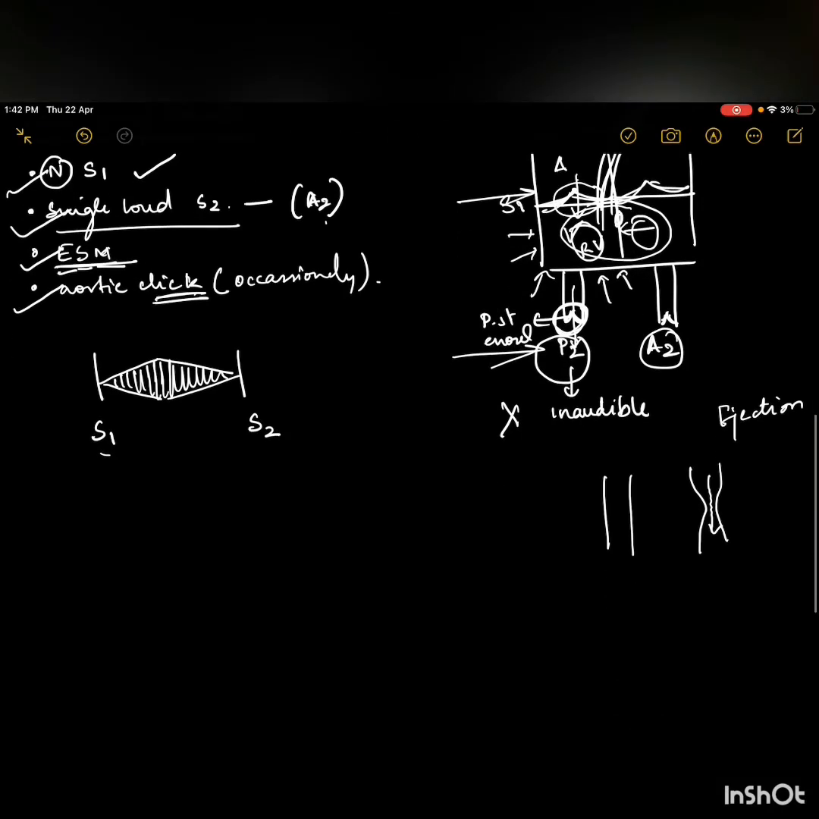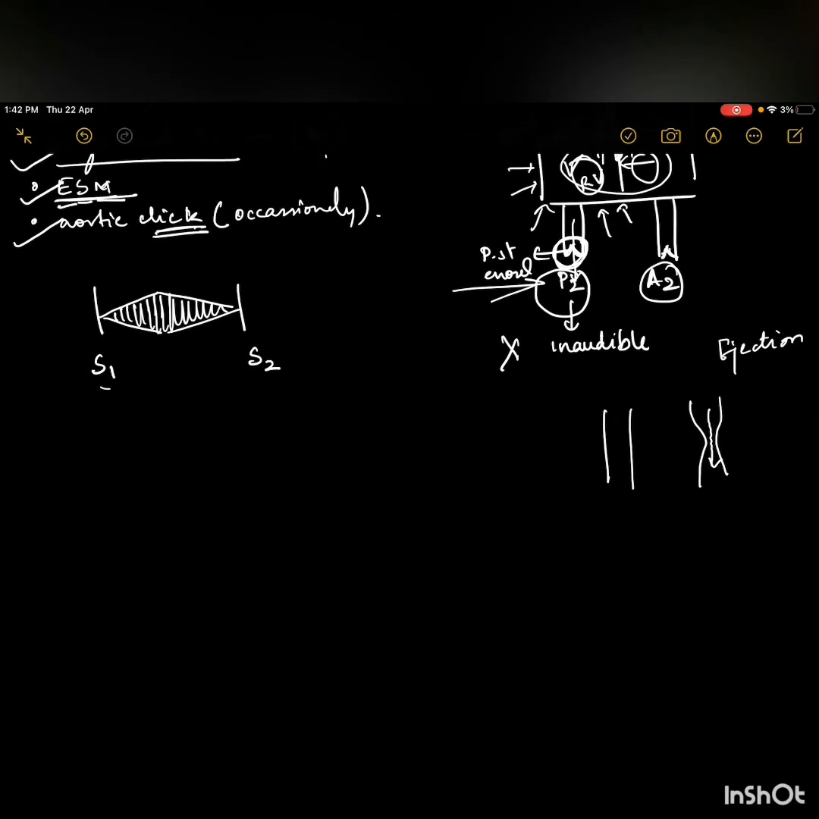So these are the four main sounds that can be heard. You need to mention an ejection systolic murmur, the normal S1, a single loud S2 because of only A2, and an occasionally heard ejection click.